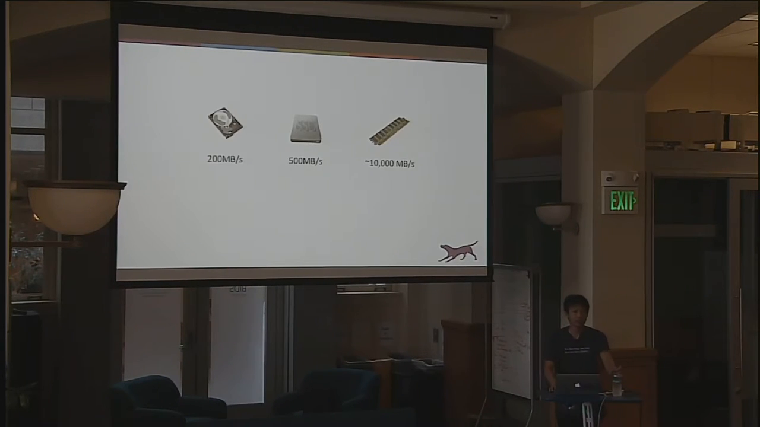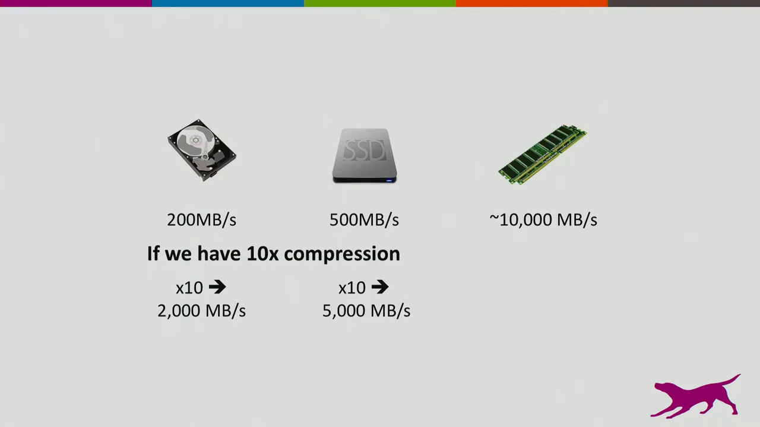So now let's look back at the storage hierarchy picture that we had a few slides ago. These are the actual throughputs, but with a compression of 10x, which brings down your data size to 10x smaller, the effective throughput of them actually increases by an order of magnitude, which narrows the gap between external memory speed and the in-memory speed.